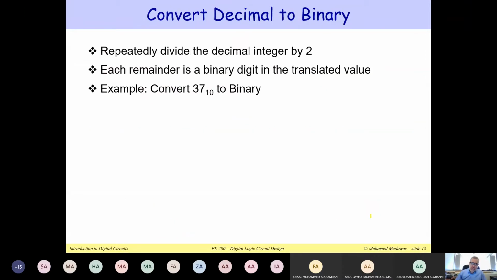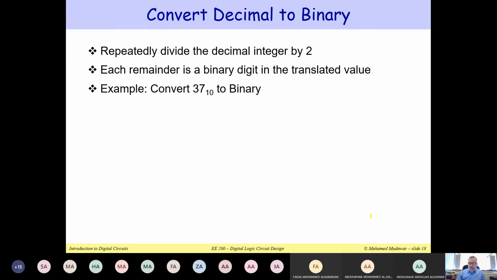So we take a number which is in decimal. We repeatedly divide the decimal integer by 2. It must be an integer. I'll talk about fractions later. I'll come back to fractions and talk about fractions maybe next time. So you divide the decimal integer by 2, and then you look at the remainder.